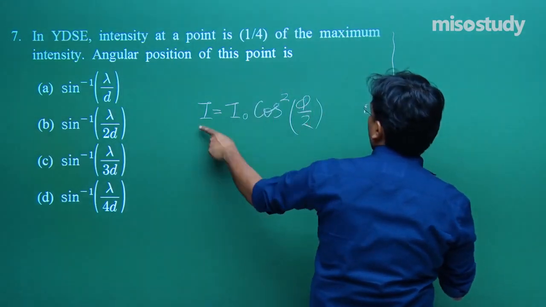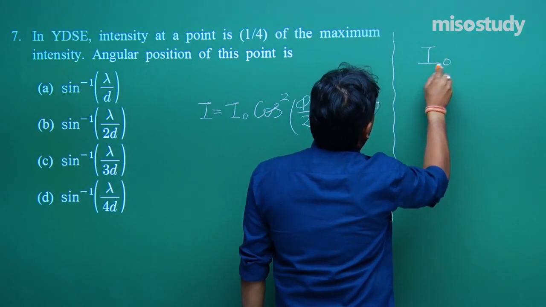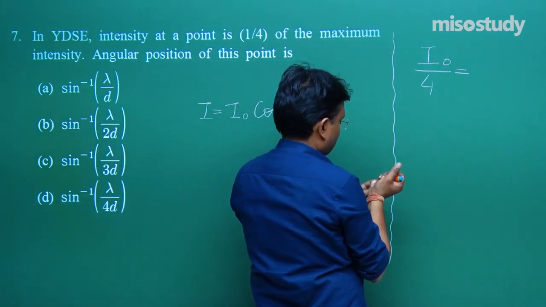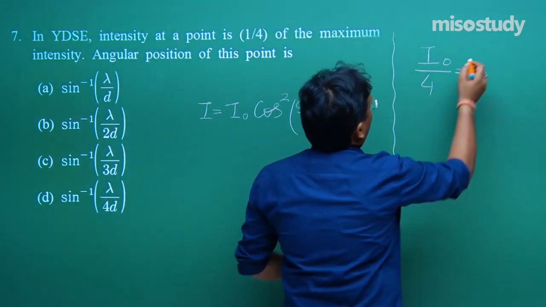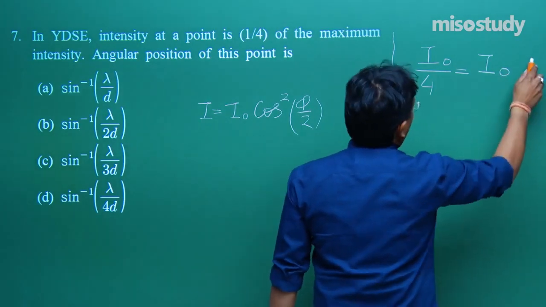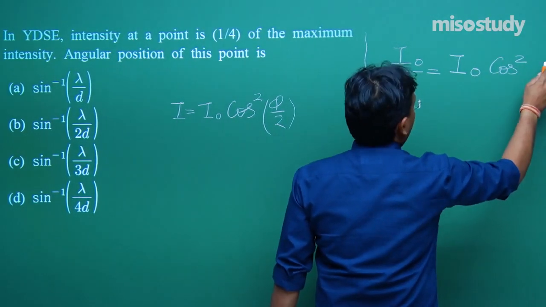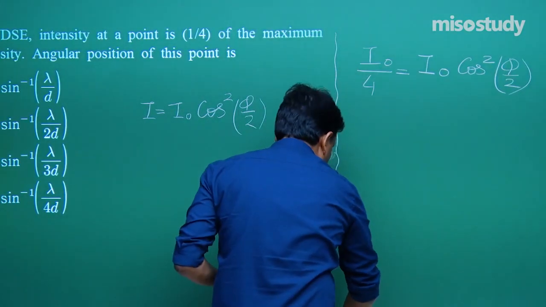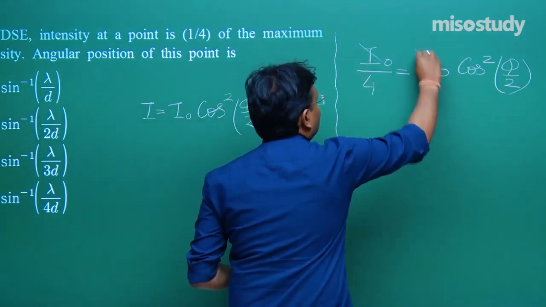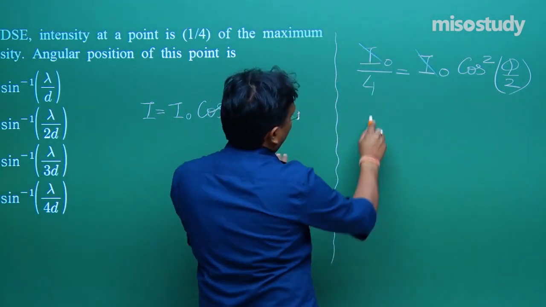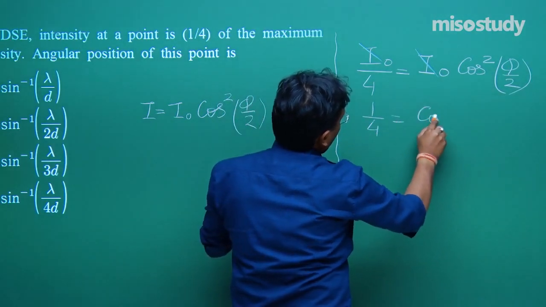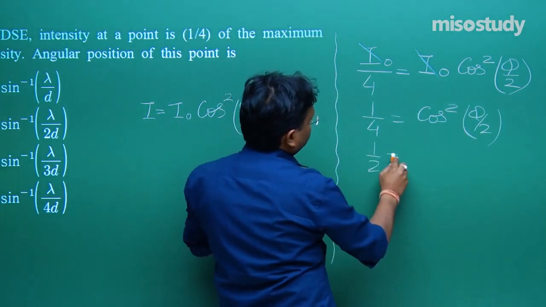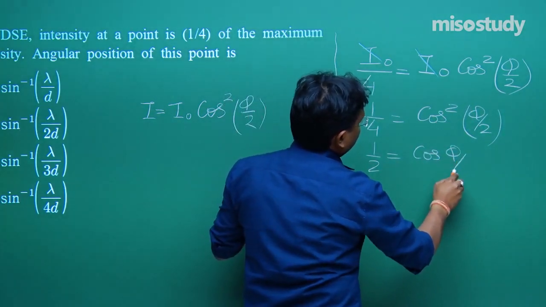And what is the value of I? I is I naught by 4, which is equal to I naught cos square phi by 2. Easily you can solve this. So, 1 by 4 is equal to cos square phi by 2. Also I can write 1 by 2 is equal to cos phi by 2.